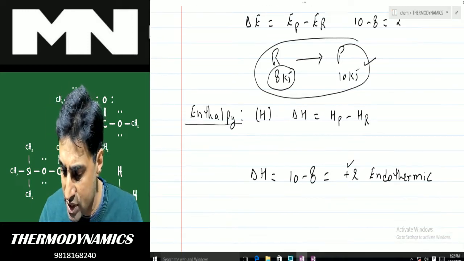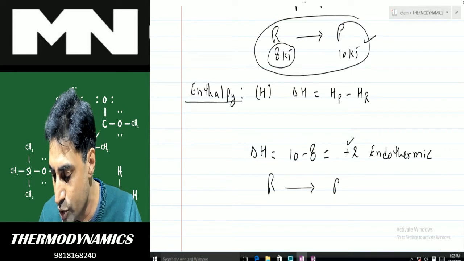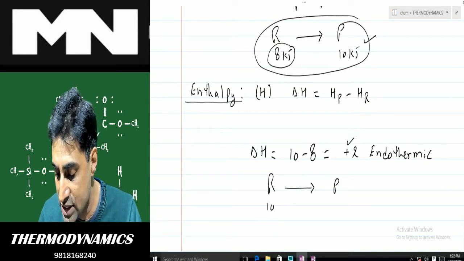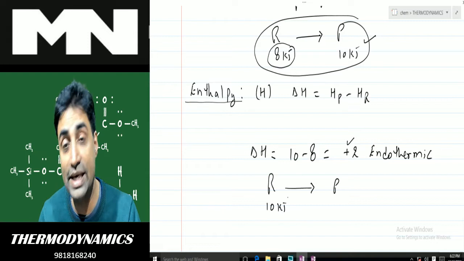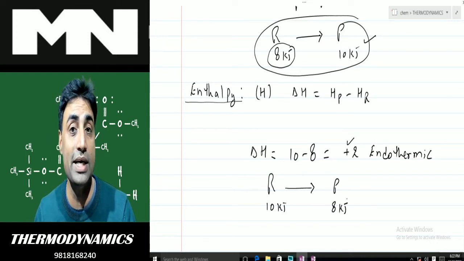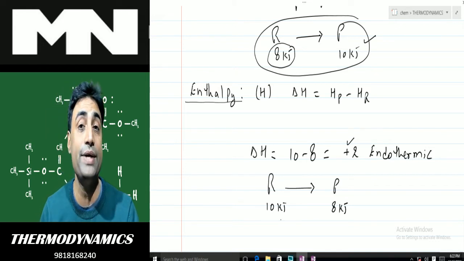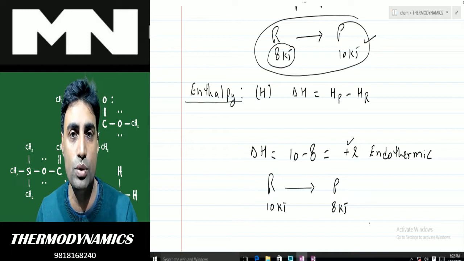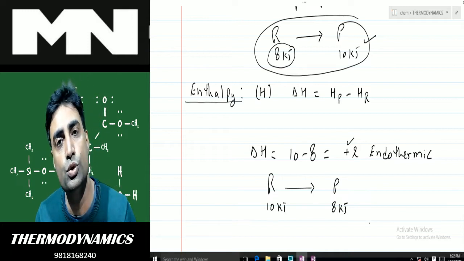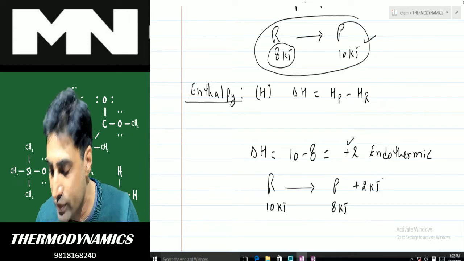Now I give you a reverse reaction. Suppose I got a reactant that is getting converted to product. The energy of the reactant is 10 kilojoule. When it is getting converted to product, the energy is 8 kilojoule. You know energy can neither be created nor can be destroyed. So when it is getting converted from 10 to 8 kilojoule, that means it is losing 2 kilojoules of energy. So here I will write plus 2 kilojoule of energy. That means this is exothermic.